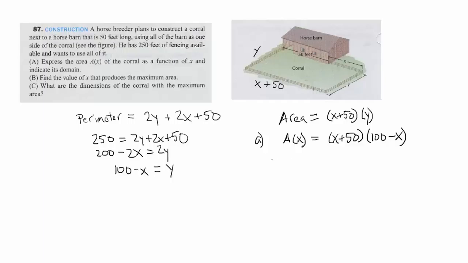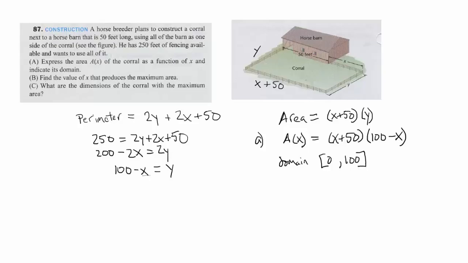So this is a portion of part A, and then the other part is domain. And remember that x and 100 minus x need to be non-negative. So the domain is 0 to 100.